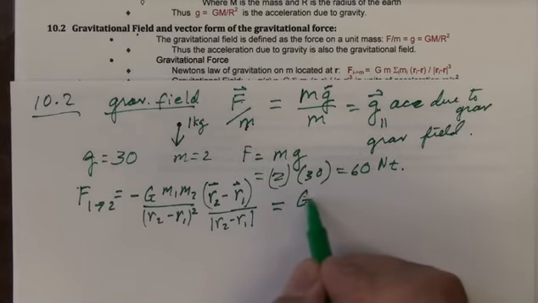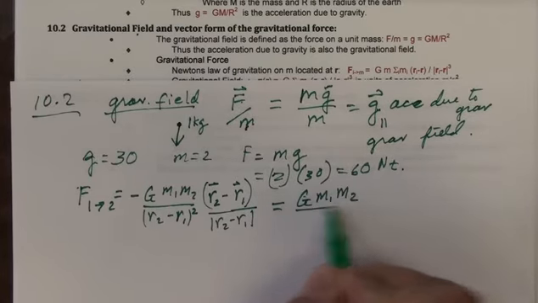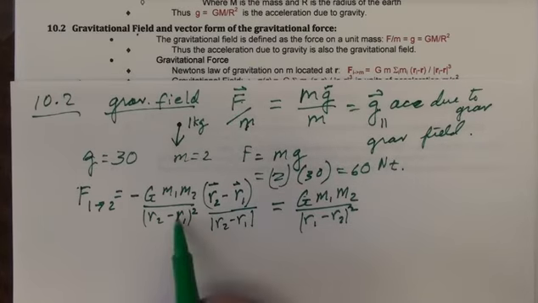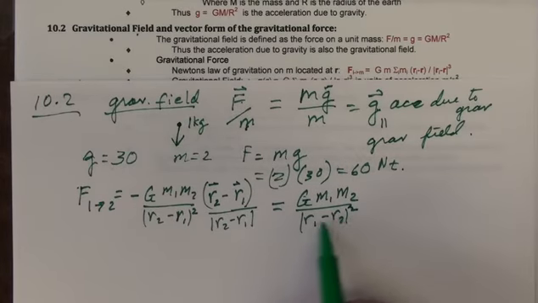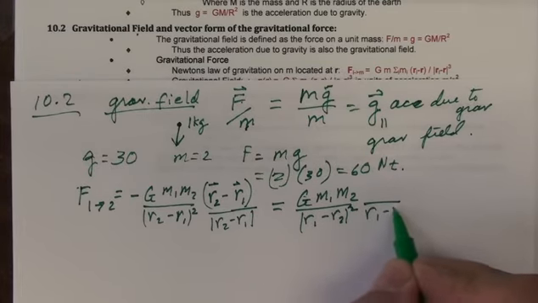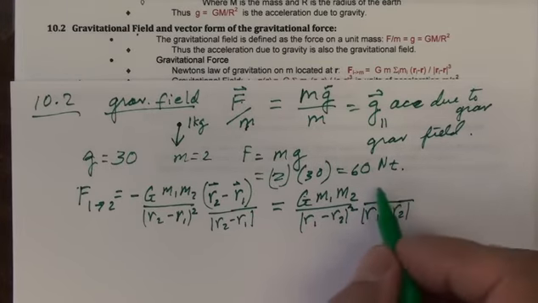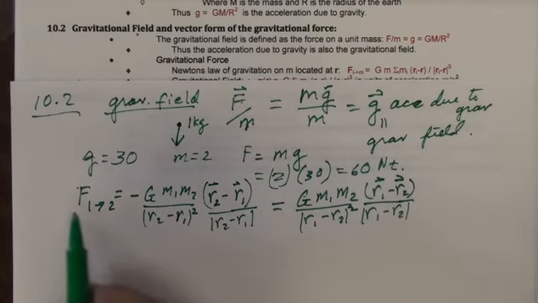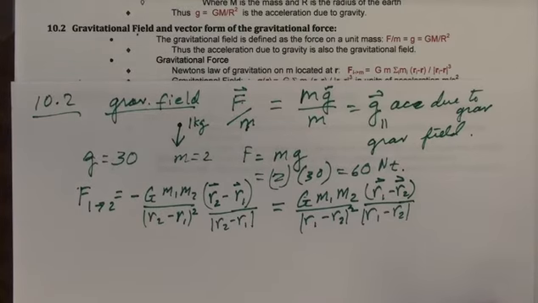So we could rewrite this as G M1 M2 over R1 minus R2 squared. And since that's the magnitude, we don't have any trouble. It's the square of that length. So it's the same whether it's R2 minus R1 or R1 minus R2. Both vectors have the same length. Divided by R1 minus R2, magnitude, again the same argument. And that minus sign inverts these, so it's R1 minus R2. That's the force that 1 experiences on 2.